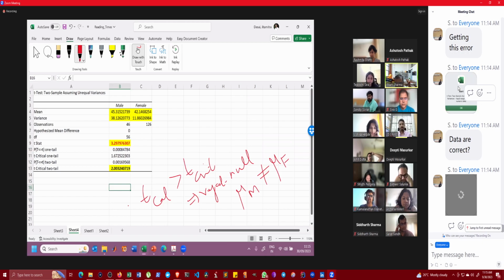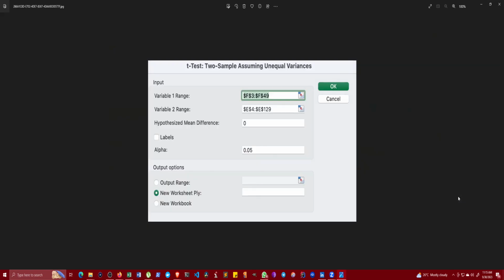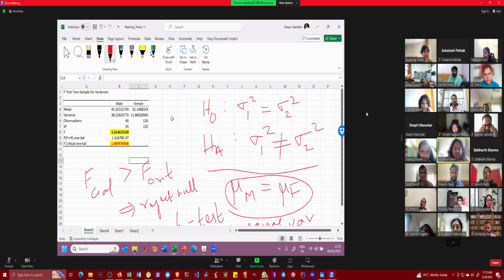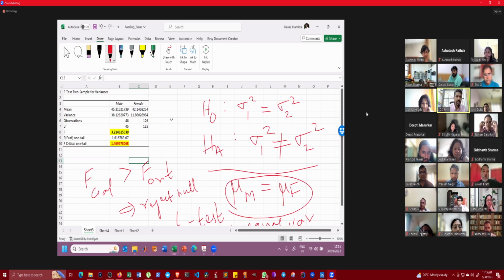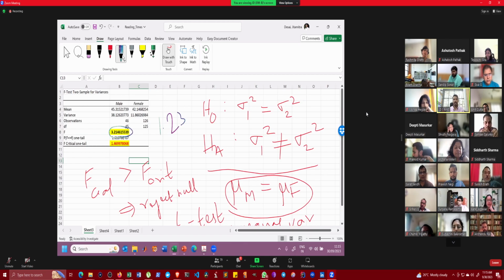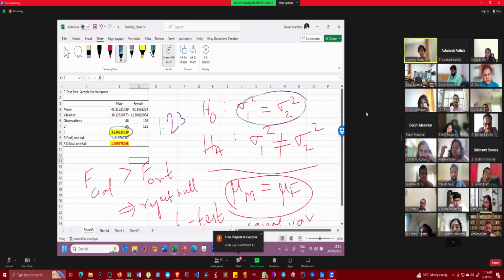When would I have used the t-test for equal variances? If the variance is the same. So, for example, in this case, let's do it the other way around. If this value of F calculated had turned out to be, let's say, 1.23, then what would I have done? F calculated is less than F critical, in which case I cannot reject the null hypothesis. If I can't reject the null, then my variances must be the same, in which case I would have used the t-test with equal variance.